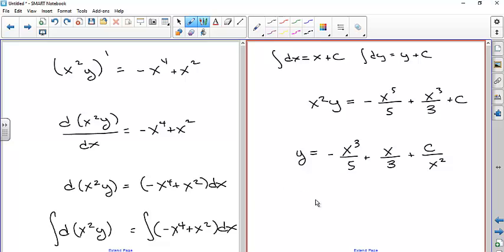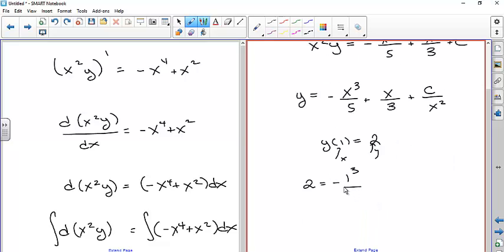And then we have our initial condition, y of 1 equals 2. So again, this is the x value. This is the y value. So 2 is equal to negative 1 to the 5th over 5 plus 1 over 3 plus c over 1 squared. So that's 2 is equal to negative 1/5 plus 1/3 plus c.